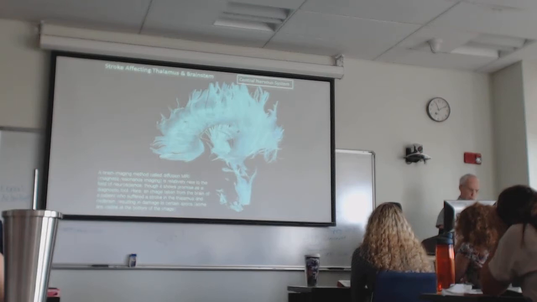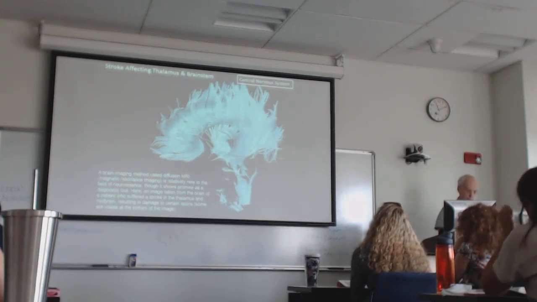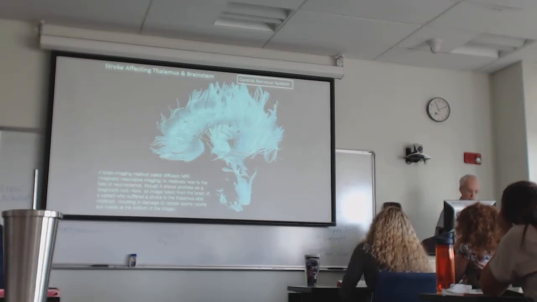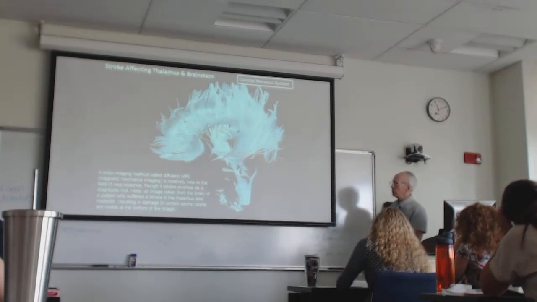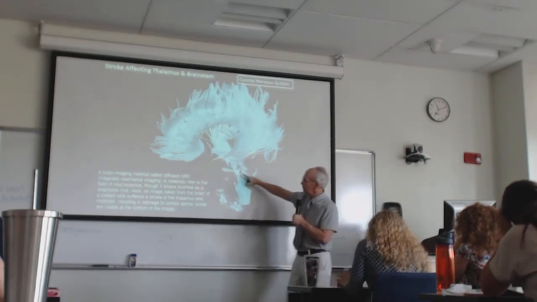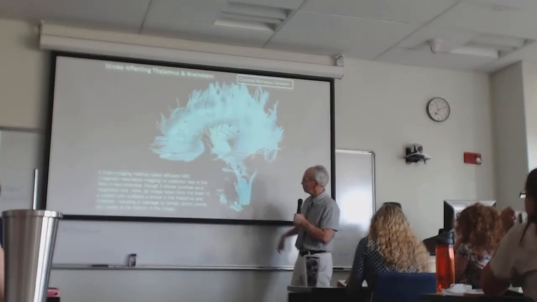This is one of those diffusion tensor renderings of the white matter. Hopefully you can see, identify some of these pathways we've talked about. But what this is intended to show you is what's happening down here. So this was a stroke in the brainstem, and you can see how dramatically the brainstem white matter has been affected.